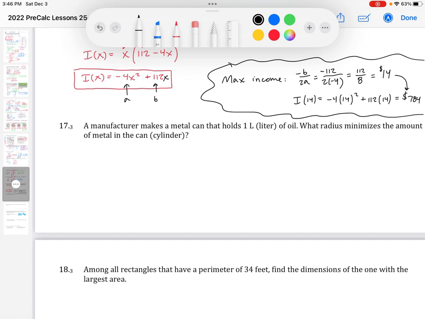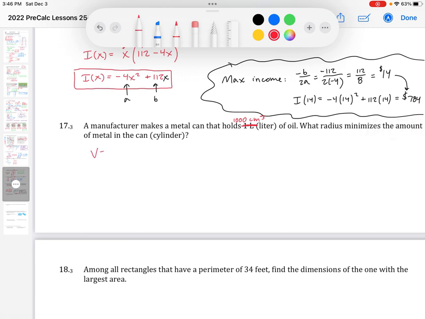All right. So in this next one, we have a manufacturer who makes a metal can that holds 1 liter of oil. What radius maximizes the amount of metal in the can? We'll start this one. Actually, I don't expect you to memorize this, but 1 liter, we're actually going to use 1,000 cubic centimeters. It just makes the math work out a little better.